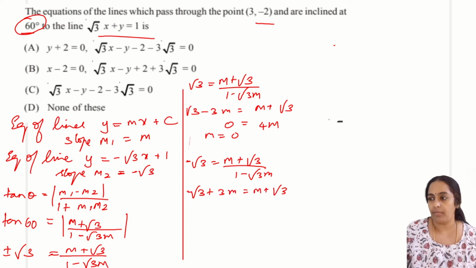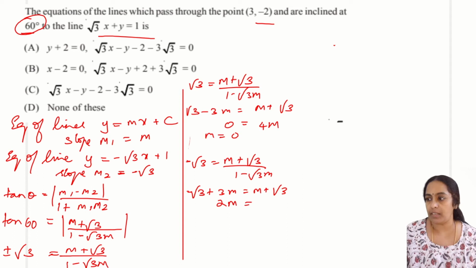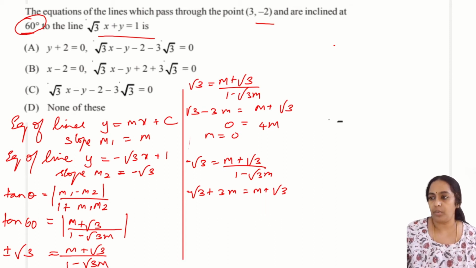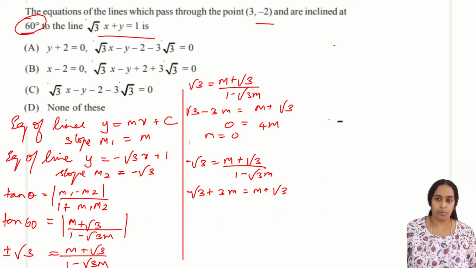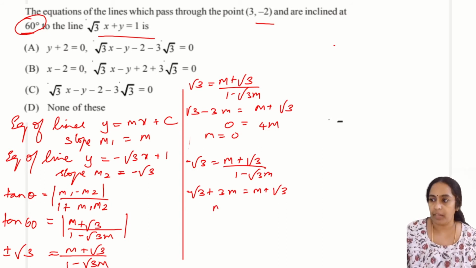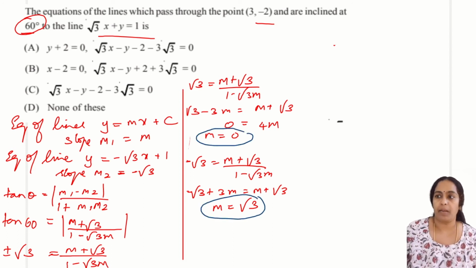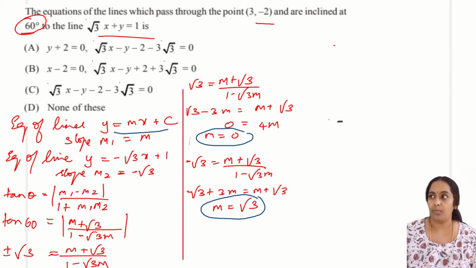So I have 2m equals root 3 plus root 3, which is 2 root 3. 2m equals 2 root 3, which means m will be equal to root 3. So I have the values of m to be 0 here and m equal to root 3 here. I have to find the equations of the lines which are inclined at 60 degrees to the given line.